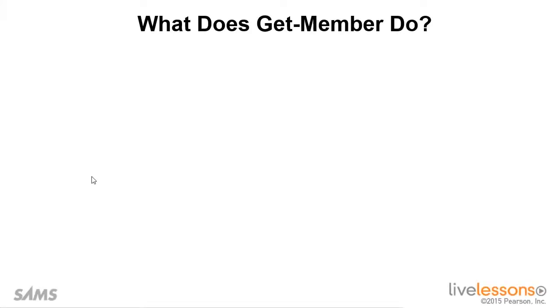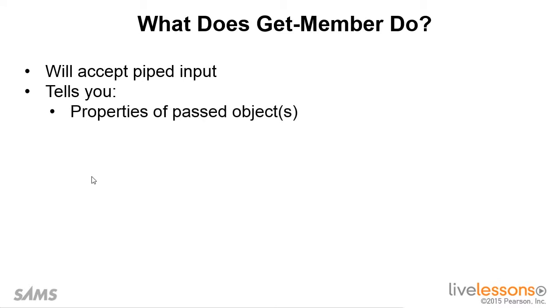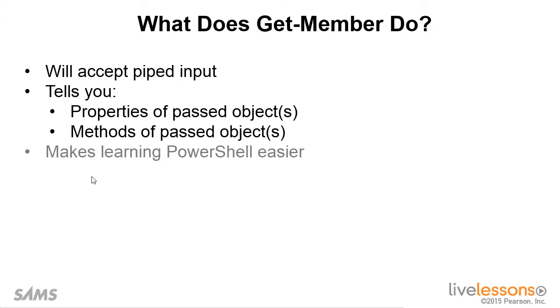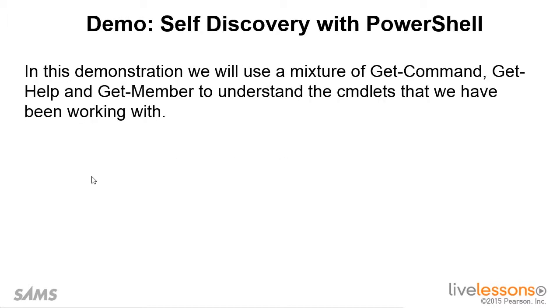So let's talk a little bit about what get-member does. It is going to accept piped input, and it is going to tell you information about that piped input, such as the properties of the passed objects and the methods of the passed objects. It's going to make learning Windows PowerShell much easier. But talking about it does not really do true justice to what get-member does. So let's jump into a demonstration by doing self-discovery with PowerShell using Get-Command, Get-Help, and Get-Member.